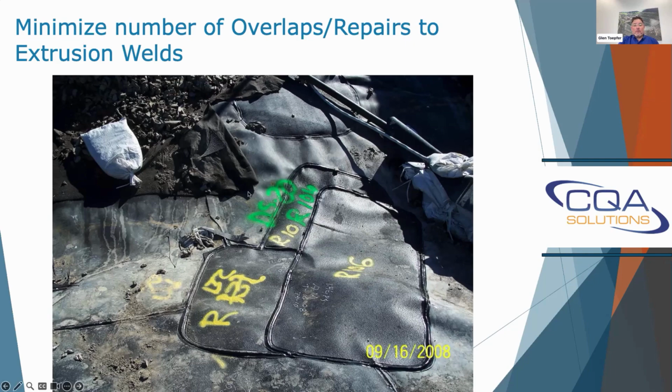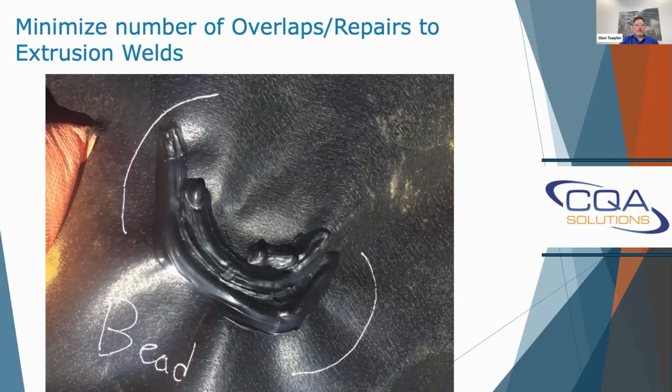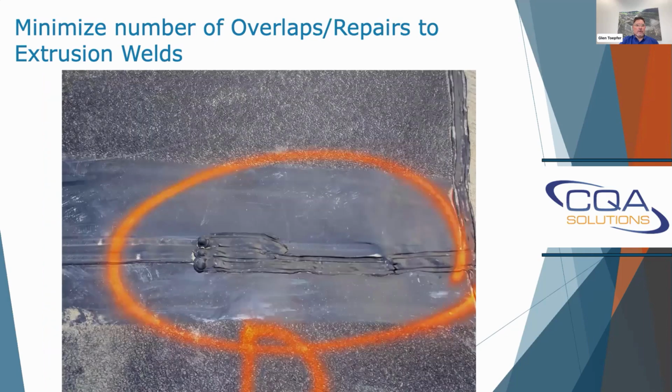But yeah, I wanted to show you overlap, and this could have all been cut out and one patch put in here, and it would be a lot less heat, and reduce the chance of all the overheating of the geomembrane. Things like that should be avoided. You see this quite often too, where there's an extrusion bead on an extrusion bead. That should never happen like that, at least with something that small. They should cut that out and repair it with a larger repair.